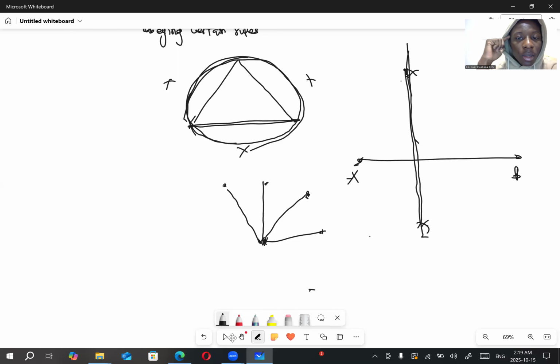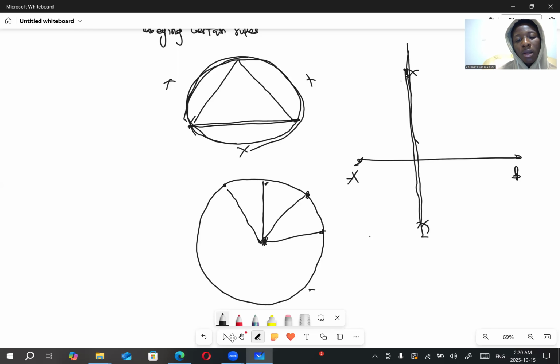When you have points behaving like that, a fixed point and the distances from other chosen points to the fixed point are the same, okay? From each point to the fixed point is 2 centimeters each. It's the same. Then the locus, the path to those points, is what? A circle, a circular path.